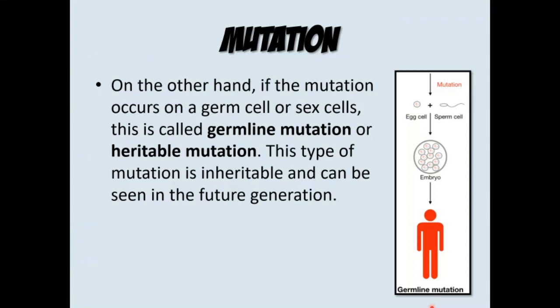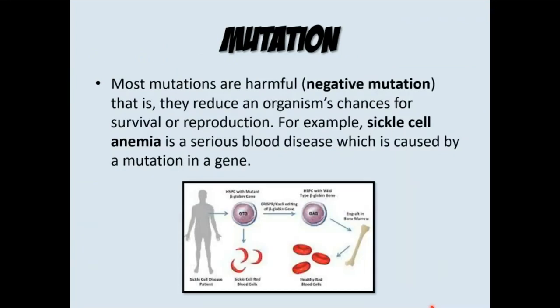So, most mutations are harmful or negative mutation. That is, they reduce an organism's chance for survival or reproduction. For example, sickle cell anemia is a serious blood disease which is caused by mutation in a gene. So sickle cell anemia results in blood cells that are shaped like a sickle or half circle. People who have sickle cell anemia have difficulty obtaining enough oxygen to all the cells in the body. The sickle-shaped cells may clump and clog the blood vessels. So, ganun po yun.